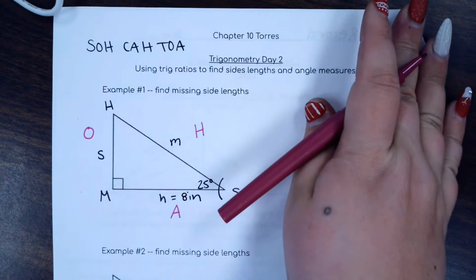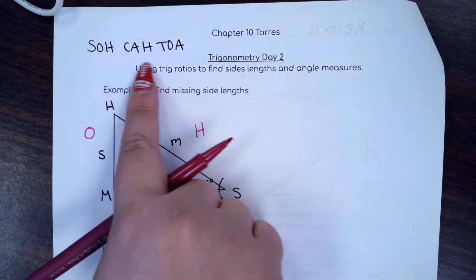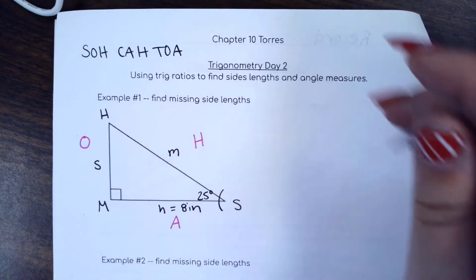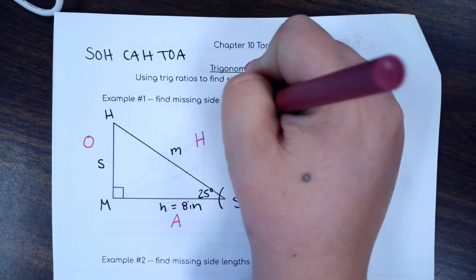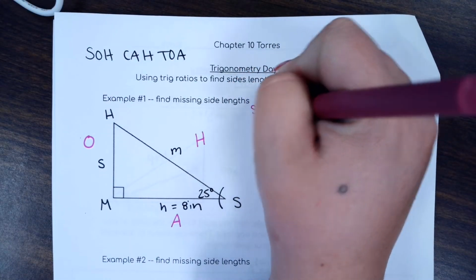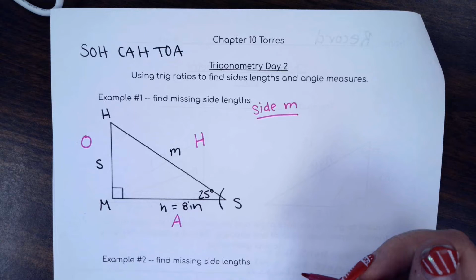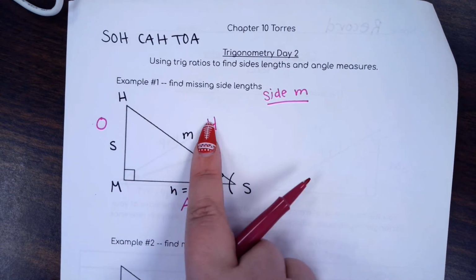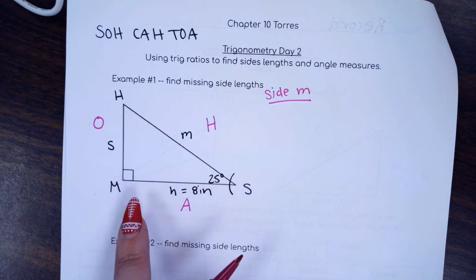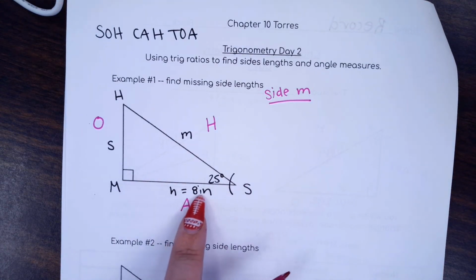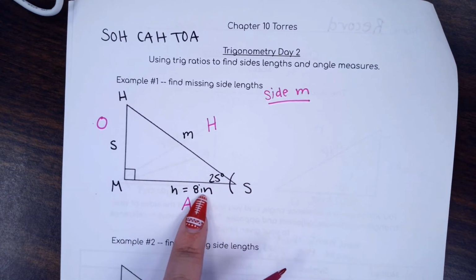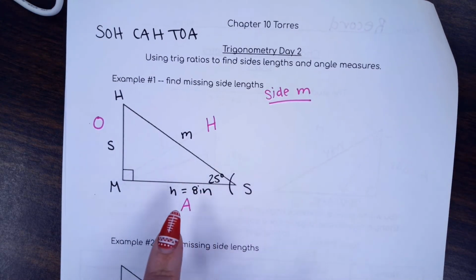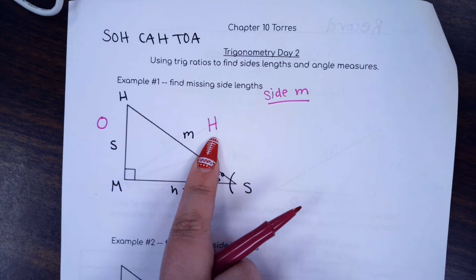So we need to decide which trig functions to use to find M and S. Let's just do side M first. It doesn't matter where you start. I just chose side M. So we know side M is the hypotenuse. And we have the length of our adjacent side, which is 8 inches. So we have the adjacent. We're looking for the hypotenuse.